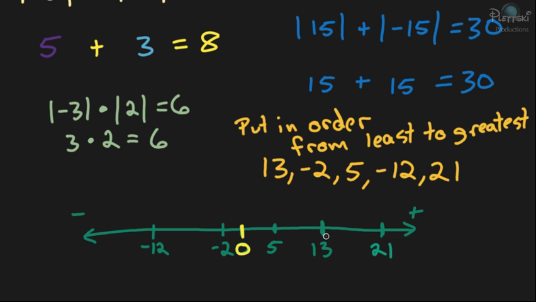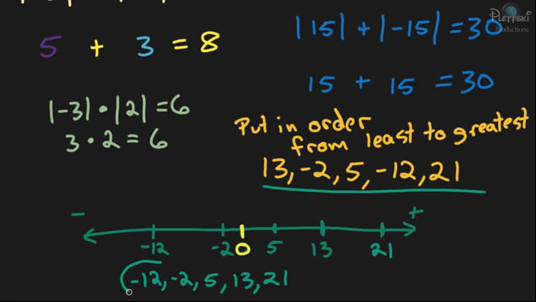Okay, so if I wanted to put these in order from least to greatest, I would start at the left, which is the -12, and then I would work my way to the right and just list the numbers as I get to them. So -12, then -2, then, well, 0 is not one of the numbers that we're comparing, so I'll skip 0 and then put 5, 13, and 21. And that's how you put the numbers in order from least to greatest when you're comparing these integers.